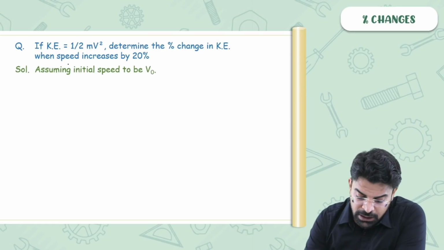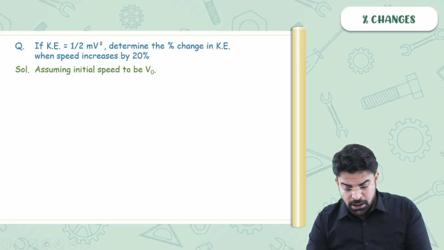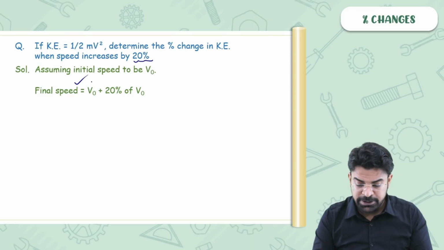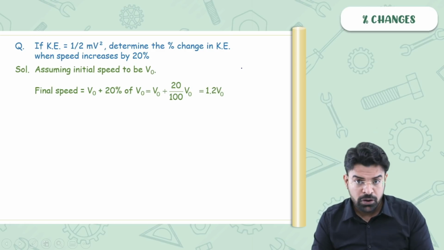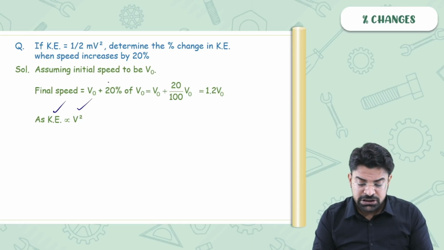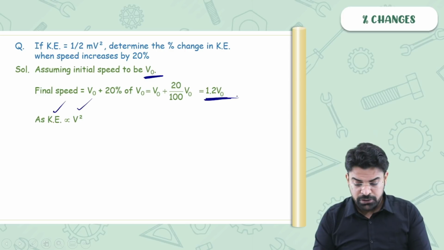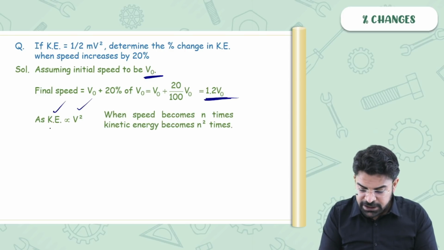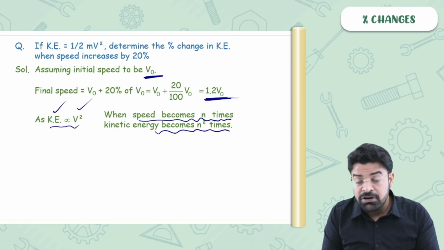So, assuming the initial speed to be v naught, if the speed increases by 20%, the final speed will be initial plus 20% of v naught. So the final speed will be v naught plus 20 v naught by 100, which is 1.2 v naught. We know that kinetic energy is proportional to speed square. So when the speed changes from v naught to 1.2 v naught, how many times will the kinetic energy become? Kinetic energy is proportional to v square. When the speed becomes n times, the kinetic energy will become n square times.